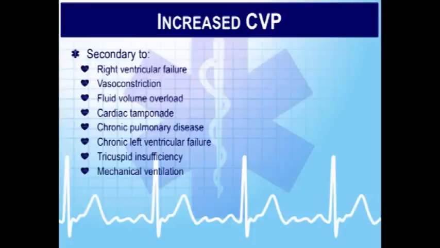chronic lung disease, tricuspid valve insufficiency, and any time a patient is on a mechanical ventilator, because of the positive pressure intrathoracic changes with positive pressure ventilation, that's going to cause the CVP to go up a little bit. Not a whole lot, but by 3 or 4 millimeters of mercury. Their CVP is going to go up just by putting them on a ventilator. And now, because it's positive pressure ventilation versus negative inspiratory ventilation, it changes the intrathoracic pressures.